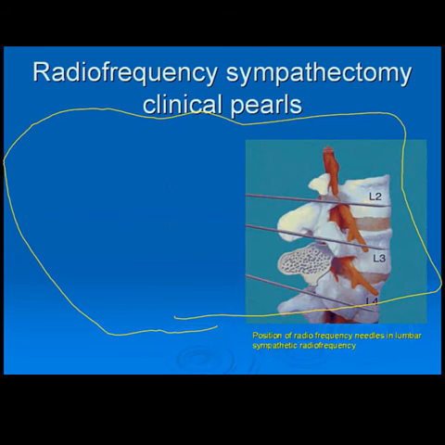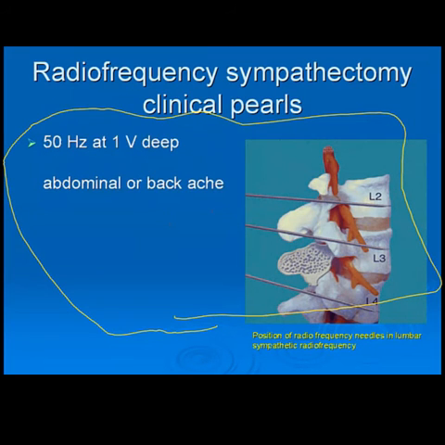So we have here a picture of how we do the radiofrequency lumbar sympathectomy. As you can see, L2 is at the lower border, the anterolateral aspect of the vertebral body at L2, at the junction between upper 2/3 and lower 1/3, I'm sorry. L3 is between the upper 1/3 and lower 2/3. L4 is usually at the middle, but all of them have to reach the anterolateral aspect, and you have to push away from the psoas. You stimulate at 50 hertz at 1 volt, feeling deep abdominal or deep back ache.